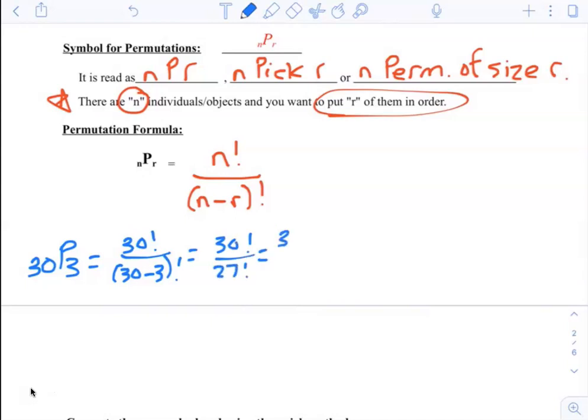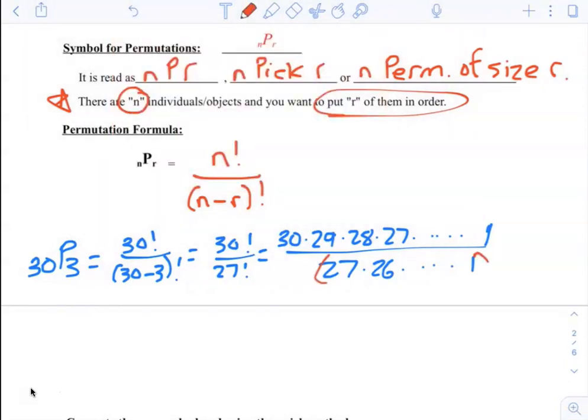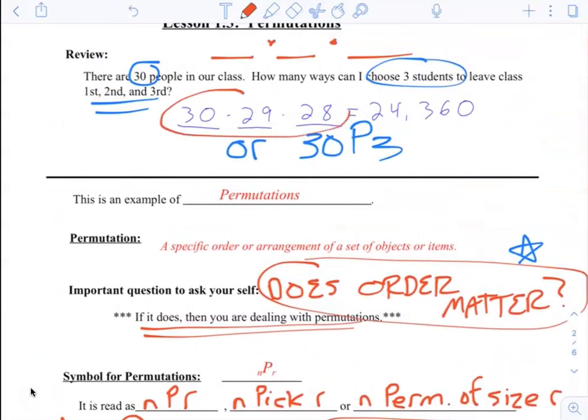Let's think about what those are. That's 30 times 29 times 28 times 27 all the way down to 1. All right, on the bottom it's 27 times 26, and so on, all the way down to 1. Okay, we'll take a look at these. From 27 all the way down to 1, that's the same as what this piece is. So we have the same thing on the top of a fraction as we do the bottom, so those can cancel. What we're left with is 30 times 29 times 28 and nothing on the bottom, and that's exactly what we set up here. 30 times 29 times 28.